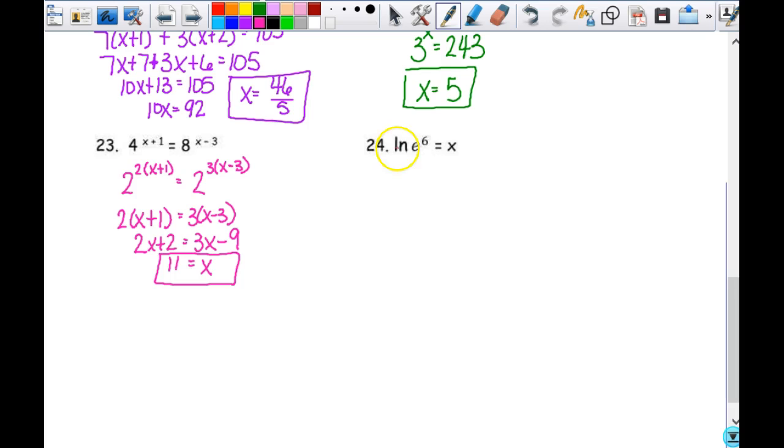So natural log base e of 6. So natural log of base e just gives you the 1. So x equals 6. There you go. We're going to stop there with 24.